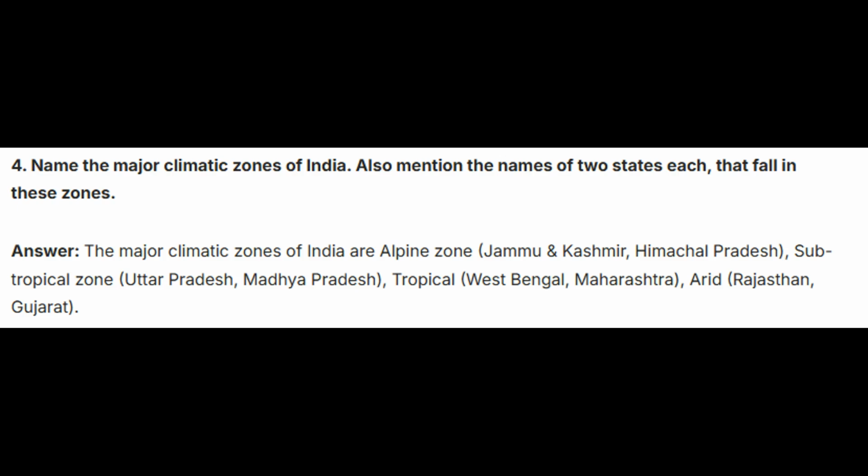Fourth, name the major climatic zones of India. Also mention the name of two states each that fall in these zones. Answer. The major climatic zones of India are Alpine zone, Jammu and Kashmir, Himachal Pradesh. Subtropical zone, Uttar Pradesh, Madhya Pradesh. Tropical, West Bengal, Maharashtra. Arid, Rajasthan, Gujarat.